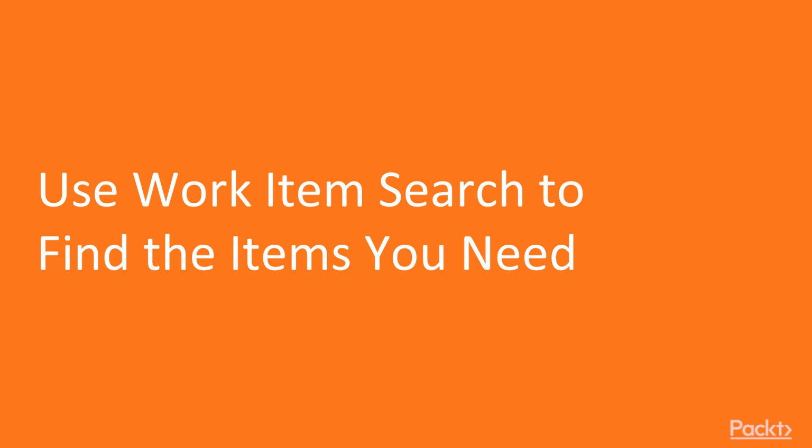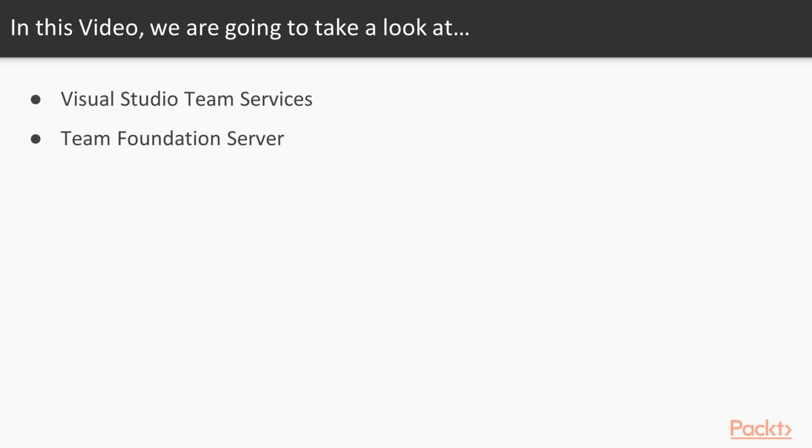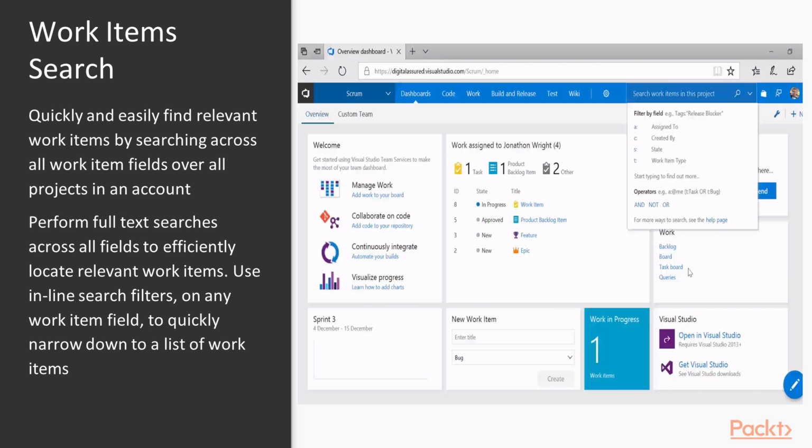In this video, we're going to look at using the work item search to find the items that you need. It's worth mentioning that this capability is both in Visual Studio Team Services and also in Team Foundation Server, and is no longer in preview. So, work item search. This is very much like the Google search capability, but now built directly into the product. It updates in real time and also allows you to filter.